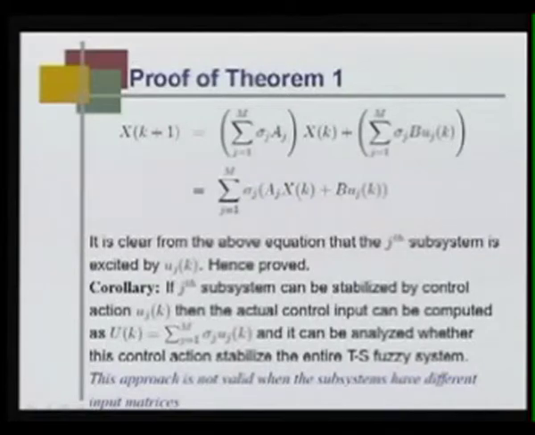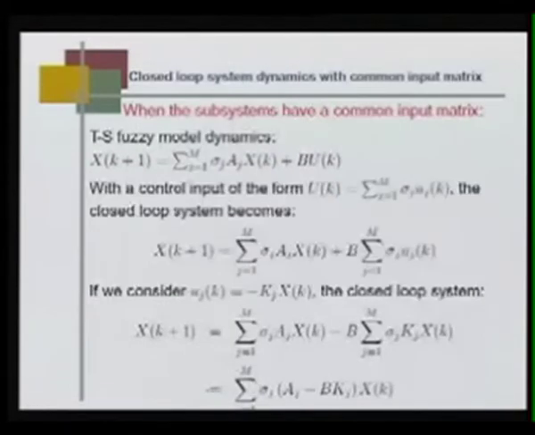This approach is not valid when the subsystems have different input matrices, which is very important to note. So, consider when the subsystems have a common input matrix, the TS fuzzy model dynamics, so closed loop system dynamics with a common input matrix. I explained to you what the meaning of a common input matrix is. Common input matrix means that if the actual plant is excited by capital U(k), then the actual subsystems are excited by the individual control action u_j. So, that gives us a fairly good tool for us to design linear controllers.